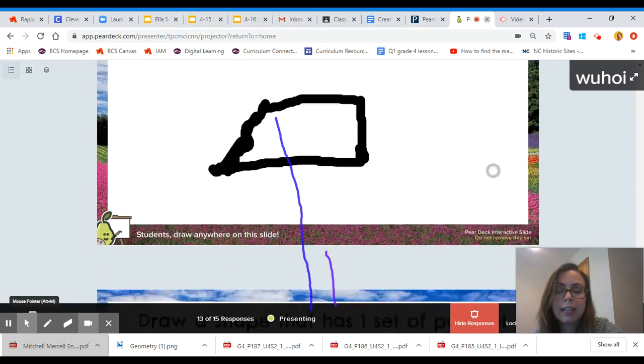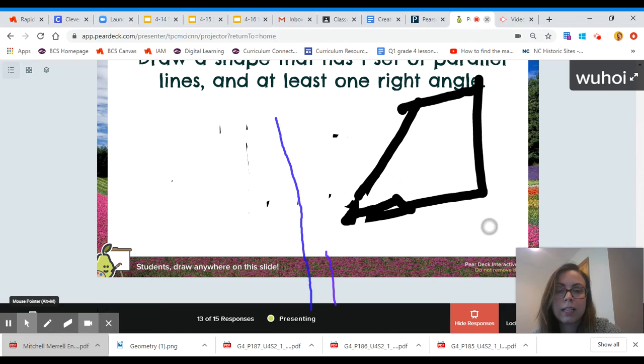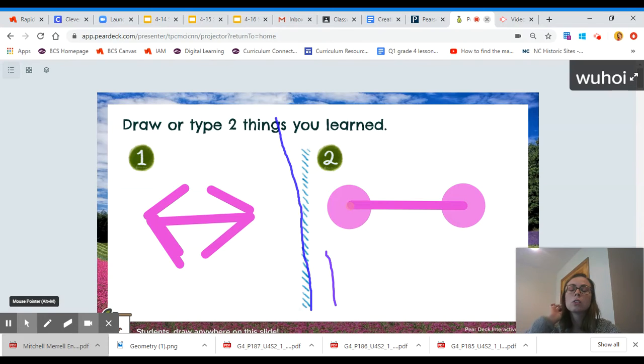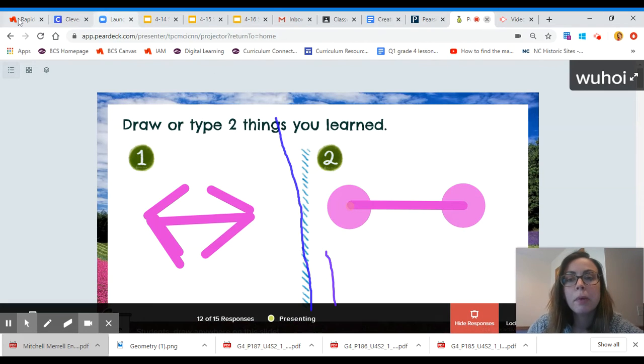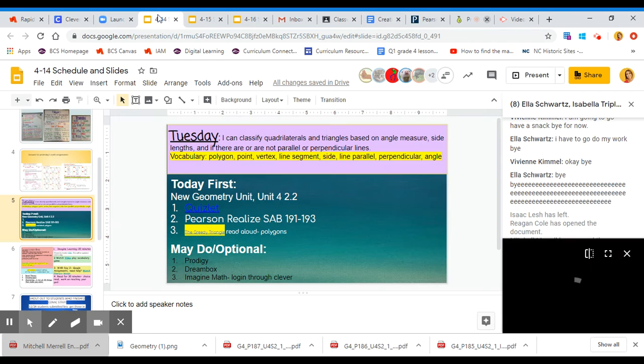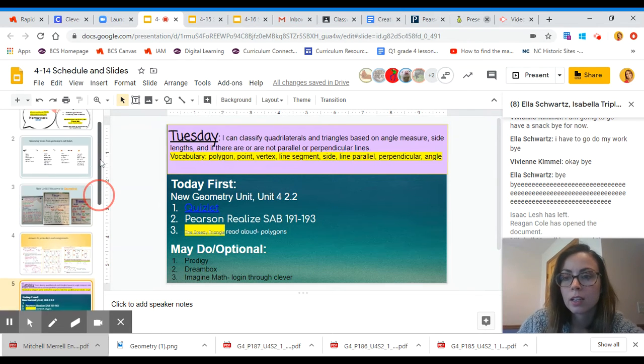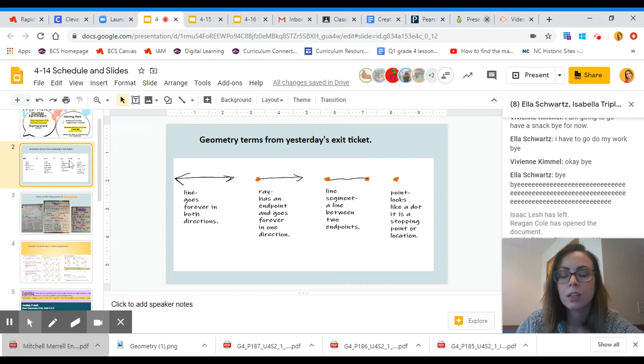And these look like they're all the ones that we already covered. So class did a really good job on that. Draw 2 things that you learned. So why they were drawing this is I had to address this. I don't know what happened necessarily, but I do know that for some reason yesterday on our exit ticket, students got the line types mixed up.